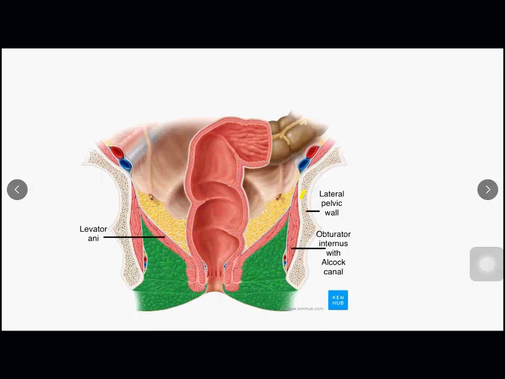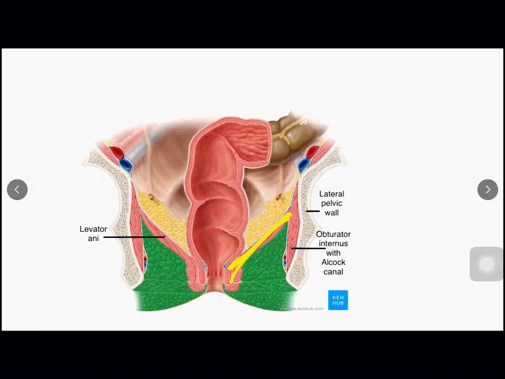The muscle which covers the obturator foramen is the obturator internus. Very good. It is fully covered with this obturator internus muscle. So you can easily remember that the lateral boundary is the obturator internus with the obturator fascia. You can also see a special canal in this fascial tunnel, near the obturator internus. This canal is your Alcock's canal or pudendal canal. So this forms the lateral boundary.